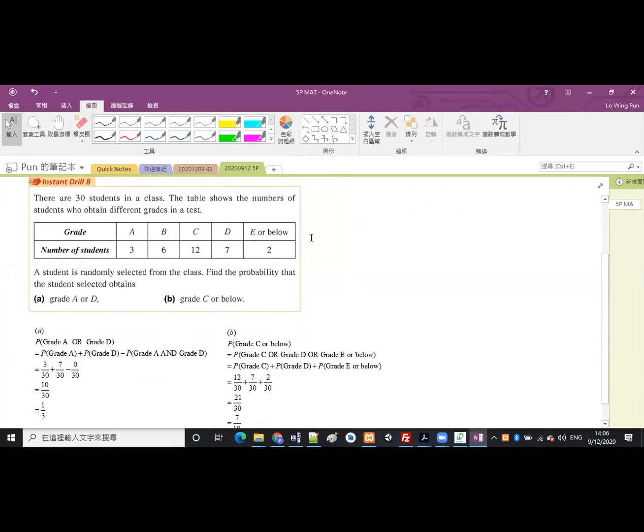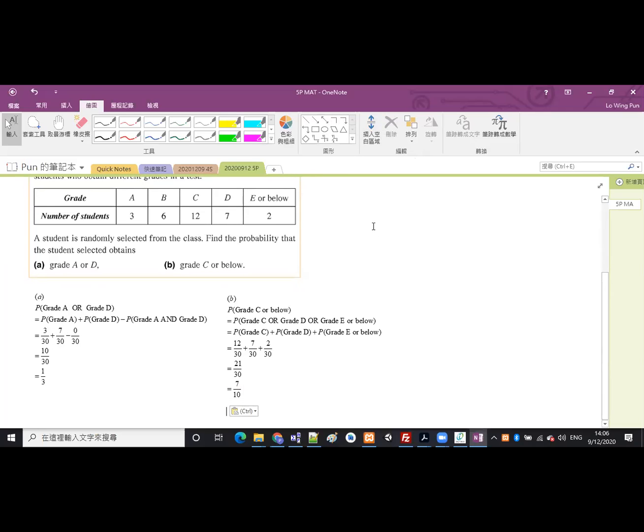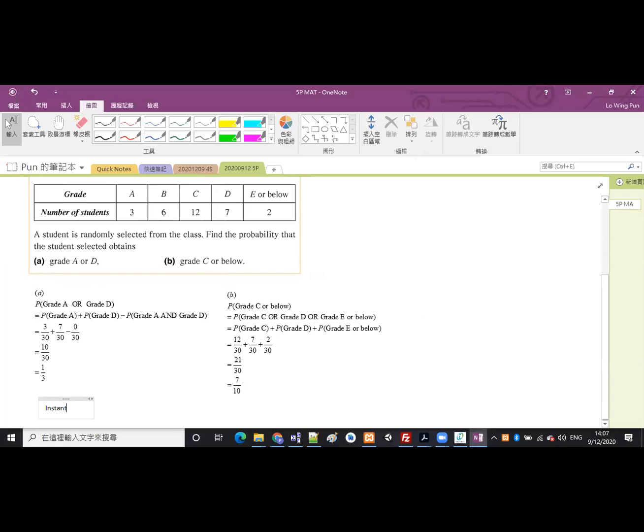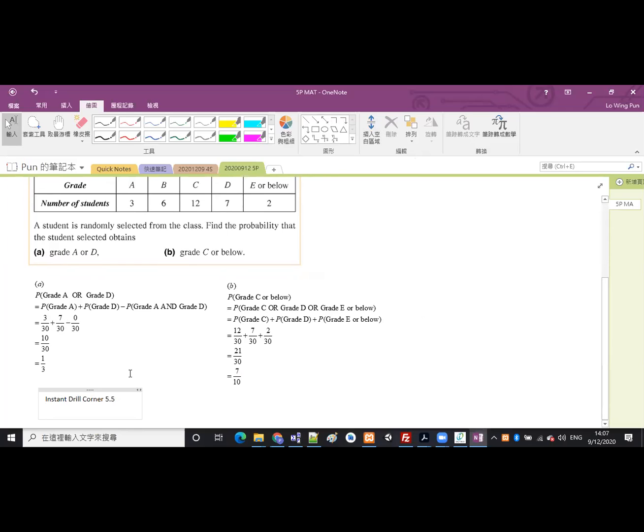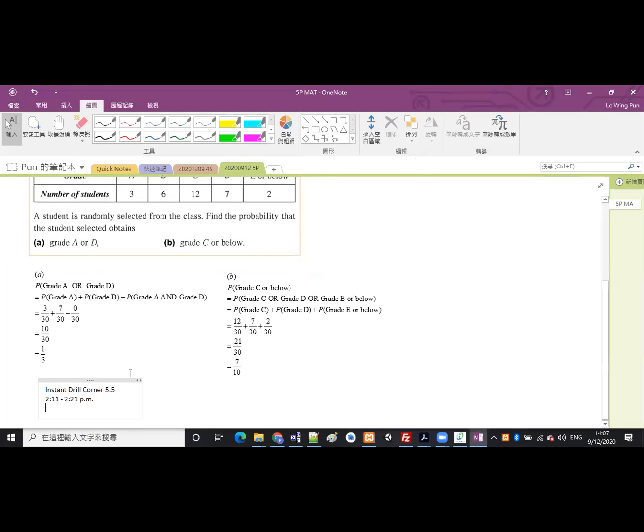Do you have any problems up to now about this P(A or B) thing? Now I would like you to try to do the instant drill corner 5.5, question number 1 to number 3. I would like to give you 10 minutes to do this. That is 12:11 to 12:21. And then we will check the answers.